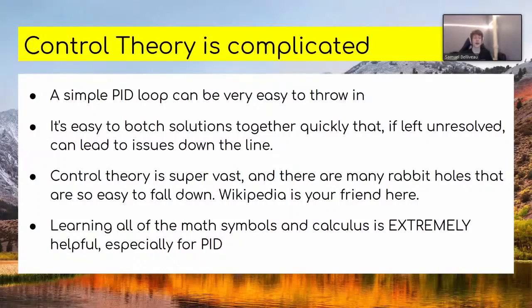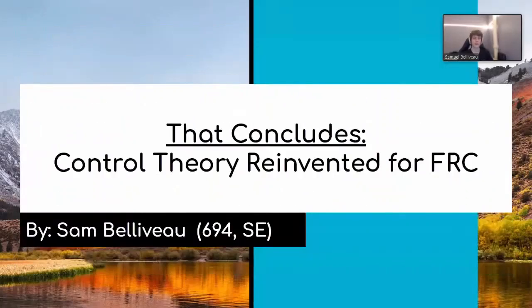Control theory is super vast, and there are so many rabbit holes to fall down in, and Wikipedia is your friend here. It's really important, though, that before you go on your Wikipedia journey, looking through all the different control theory Wikipedia pages, which are pretty interesting to read, especially if you implement them in your robot, that you understand a couple of the mathematical symbols. Before you learn calculus or some of the weird notation that they use, it can be really hard to understand what they're talking about. So, yeah, that concludes the control theory presentation.